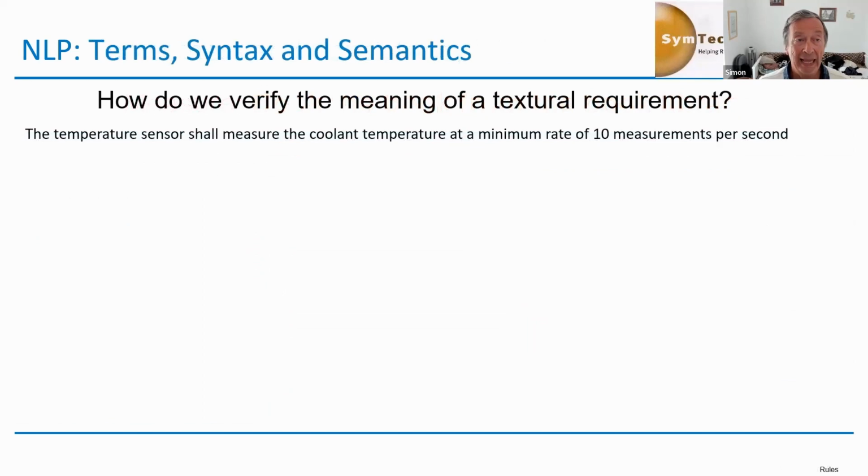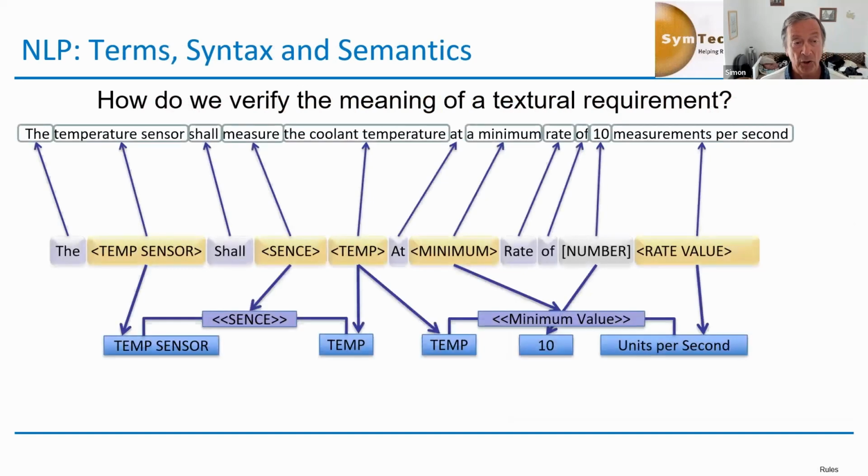So how do we then bring these things together, the terms, the syntax, the semantics? How do we verify that meaning? Well, here is a sentence. The temperature sensor shall measure the coolant temperature at a minimum rate of 10 measurements per second. Very clear. We now block it out.